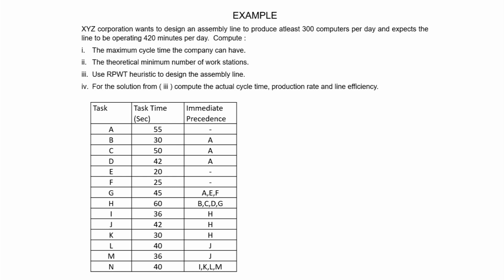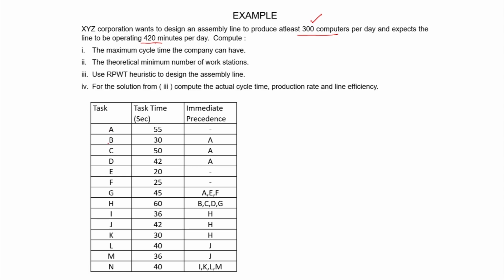The company has to produce 300 computers per day, and the line is expected to operate 420 minutes per day. So, this is the kind of data we have. One, I know what my production rate is going to be: in a day of 420 minutes, I need 300 computers.